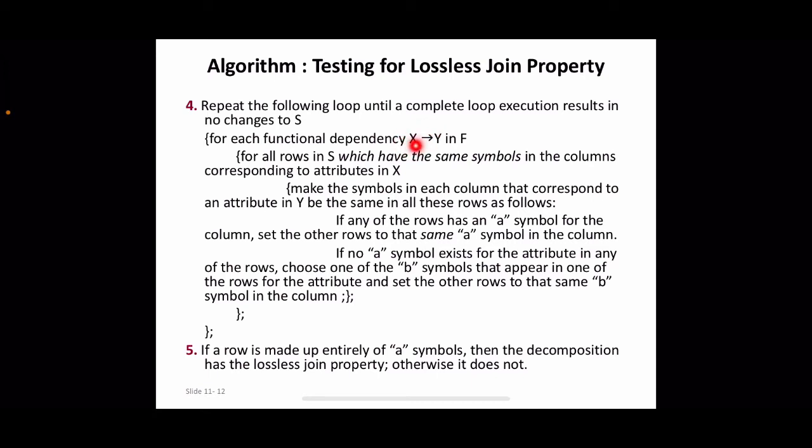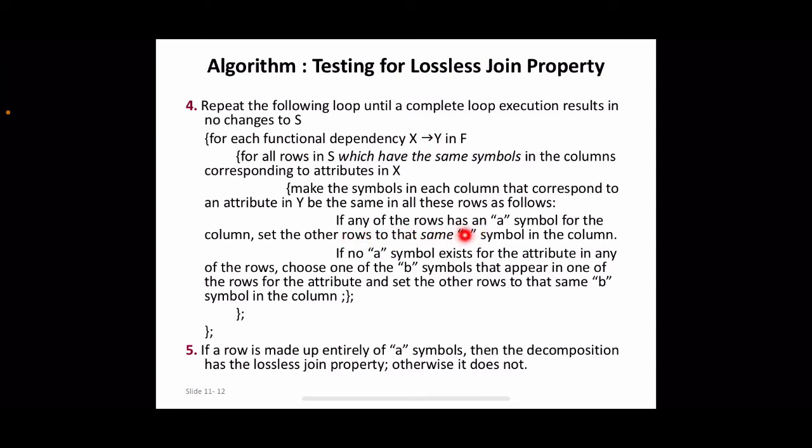Okay, so all those we have to select simultaneously, and what we have to do is make the symbols in each column that corresponds to an attribute Y be the same in all these rows, as follows. We have to change the attribute Y part corresponding to each of those rows. We have to find the column which contains a Y and make it the same for all those rows. How can we make that?